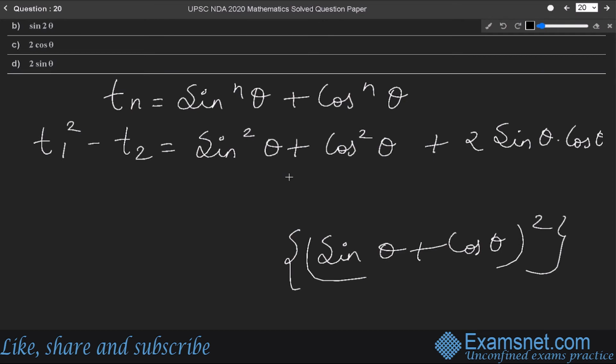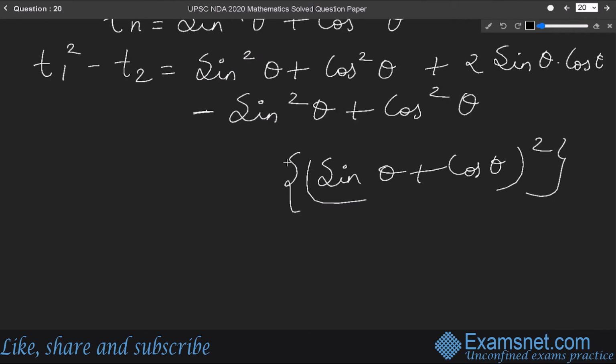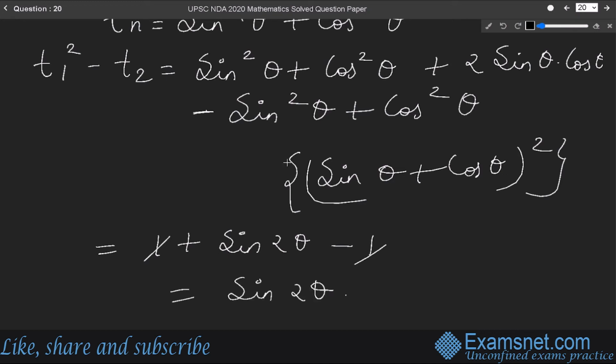Since there is T1, the value of T1 will be sin theta plus cos theta, and there is a square, so sin theta plus cos theta whole square. Again, minus T2, which will be sin square theta plus cos square theta. Further solving this, we will get 1 plus sin 2 theta minus 1, which equals sin 2 theta. So the value of T1 square minus T2 is sin 2 theta.